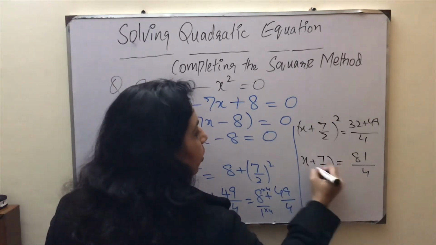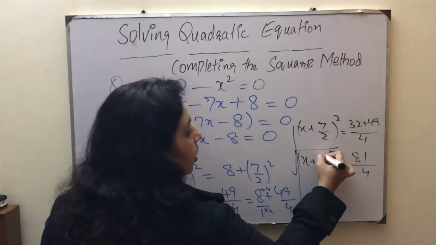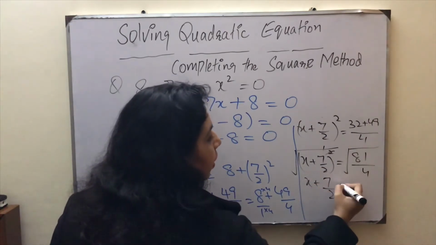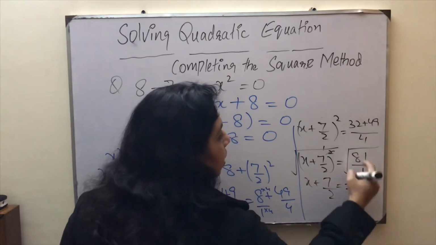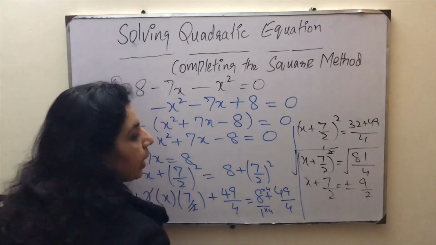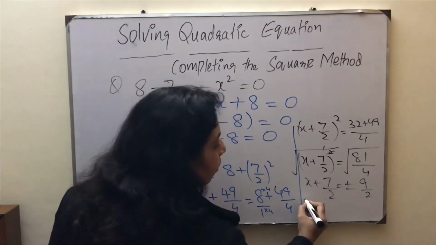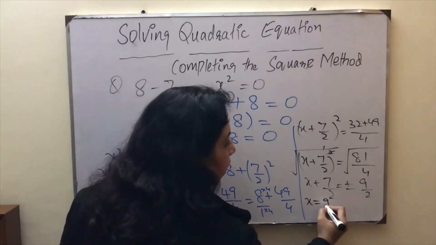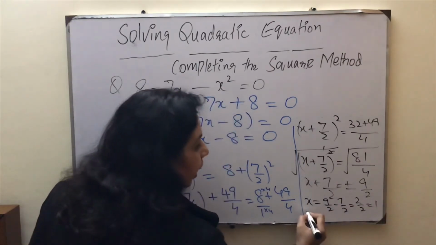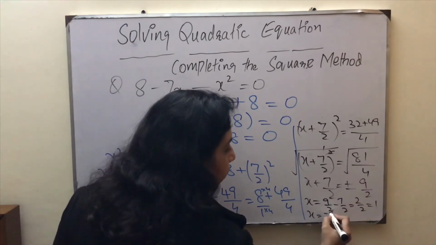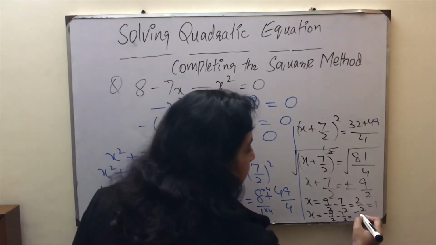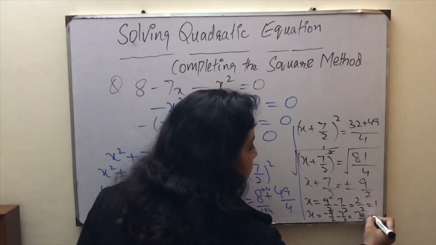When I take the square root of both sides, square will cancel square root, and on the other side I shall have plus minus two values. 81 is the square of 9 and 4 is the square of 2, so the square root will be 9 by 2. Now I have two values: the first value is positive 9 over 2 minus 7 over 2, which gives me 2 over 2, that is 1, and the other value is negative 9 over 2 along with negative 7 over 2, which gives me negative 16 over 2, that is minus 8.